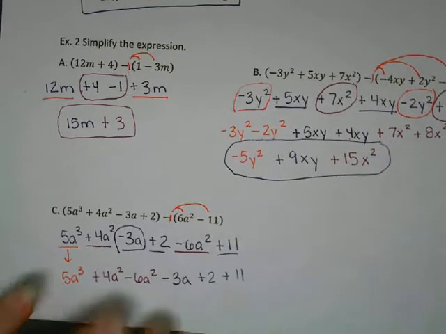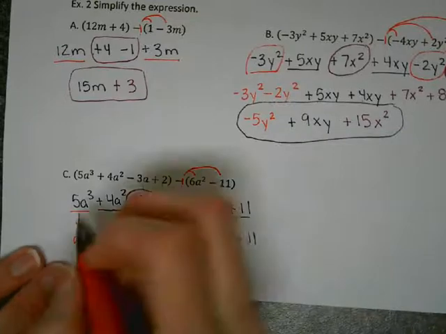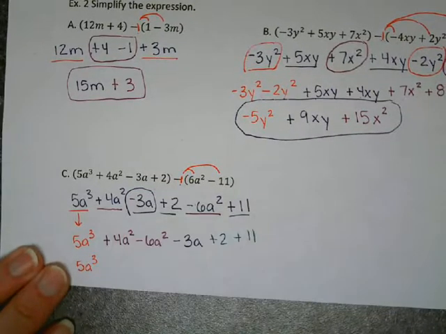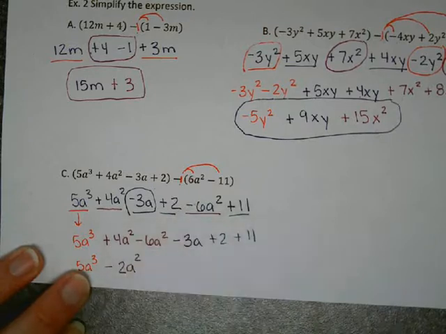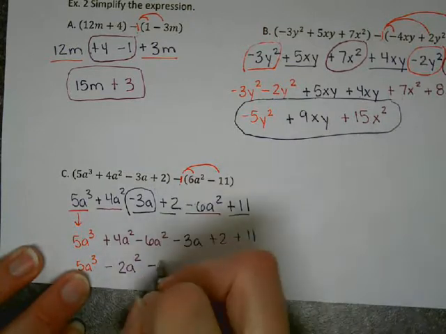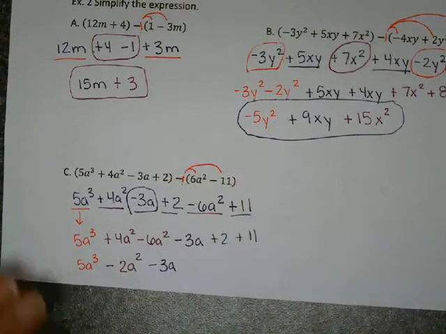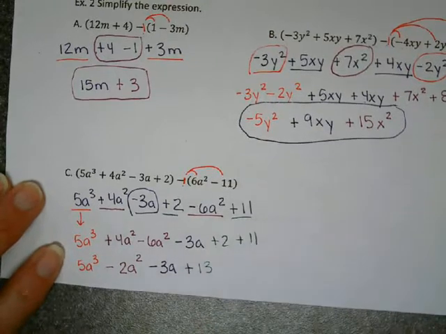So, sometimes you don't have anything to add to it. Like this one didn't have anything to add to it. It was all by itself. These a squareds, 4a minus 6a is negative 2, or we say minus 2a squared. There's no other ones that just have an a, so I bring that one straight down. And then the last one I have is 2 plus 11 would be 13. So this whole long thing is the answer.